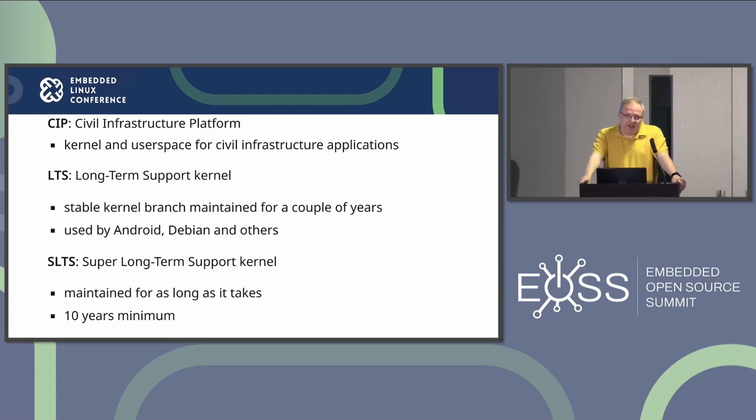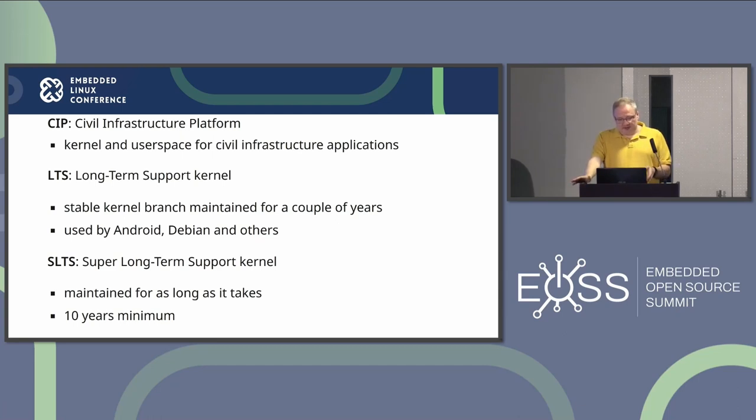The Linux stable kernel maintainers once in a while pick a branch of the Linux kernel and maintain it as the LTS, long-term support kernel. This is maintained for a couple of years, and it's used most prominently in Android and Debian and in some other applications.